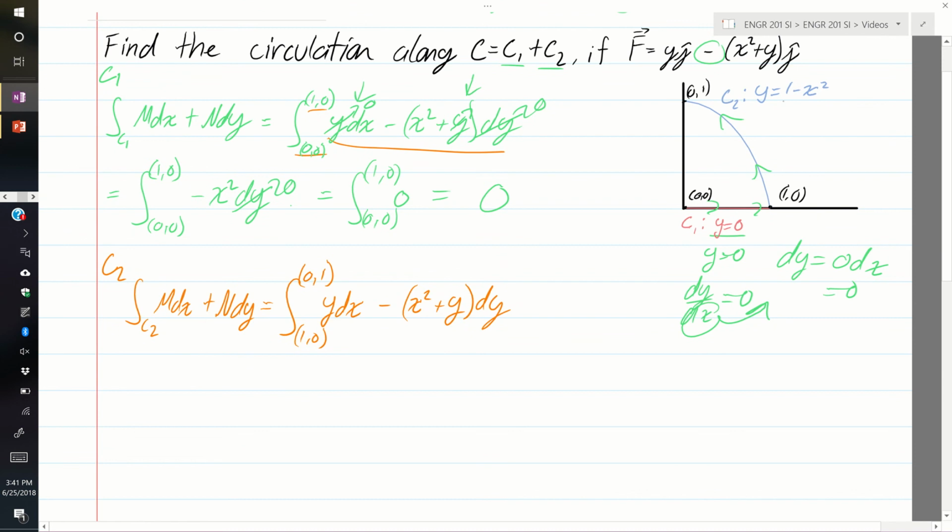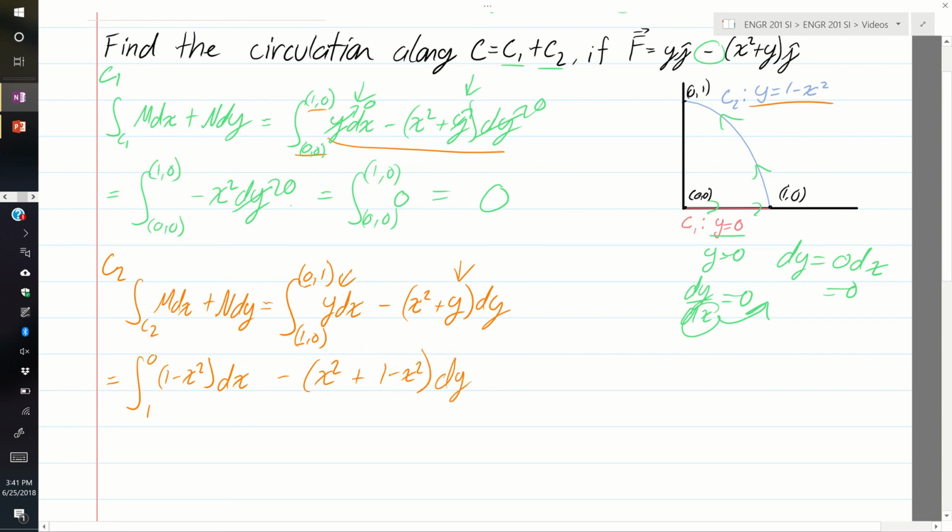So now here we have y equal to 1 minus x squared. If y equals 1 minus x squared, we can plug that straight in for this y and this y, and then we'll have almost everything in terms of x. So this is just going to end up being an integral only looking at the x values. We're going from 1 to 0, because those are the x values here, since we're going to do this all in terms of x. So we have (1 minus x squared) dx minus (x squared plus 1 minus x squared) dy.